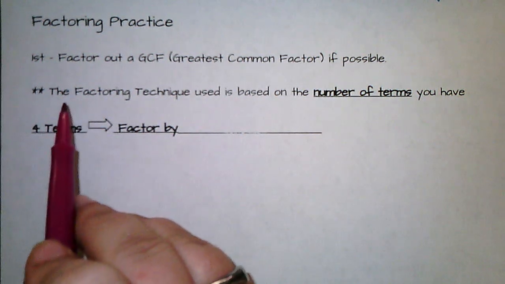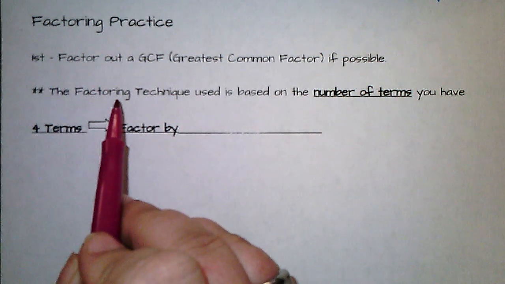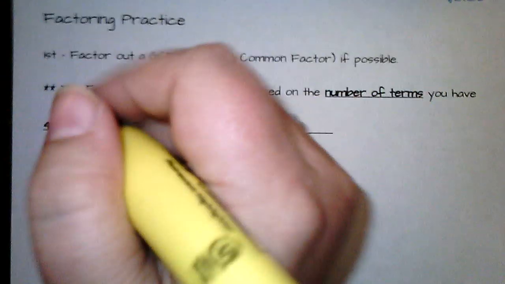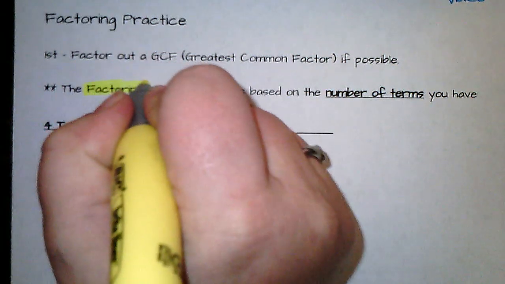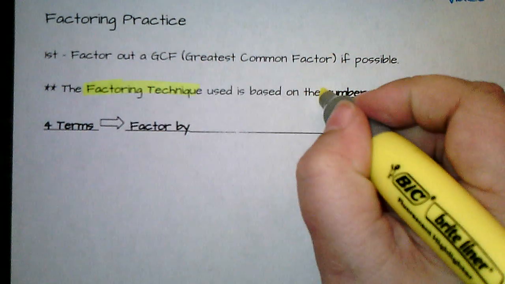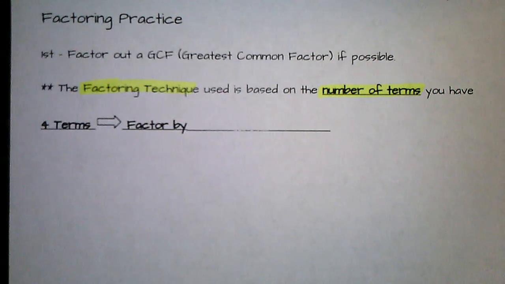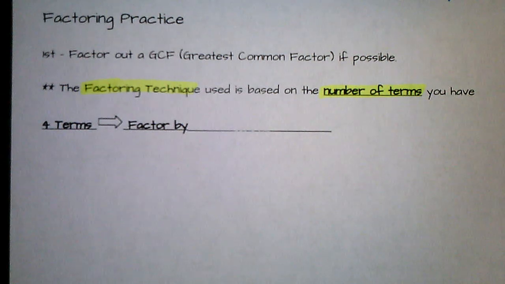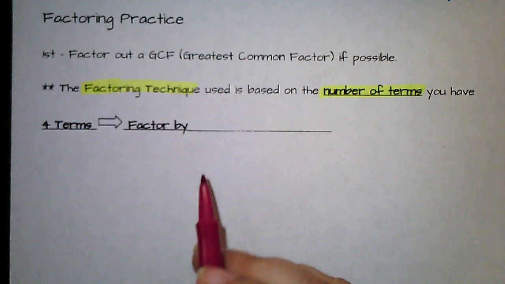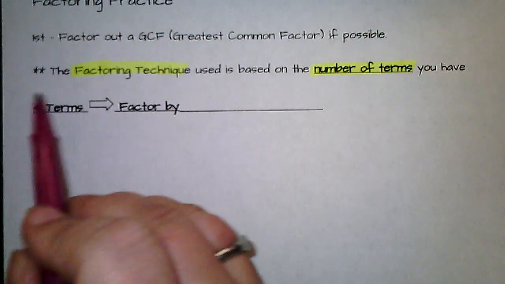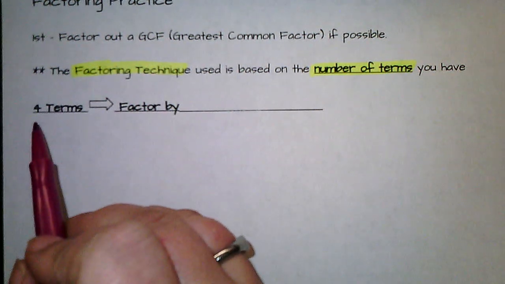Then secondly, you have to determine the factoring technique that you need to use. The factoring technique that you're going to use is always going to be based on the number of terms you have. So remember, terms, we learned in 5.1a, are separated by an addition or subtraction sign. So we'll count the number of terms, and then that'll tell us which chunk of these notes to look at.